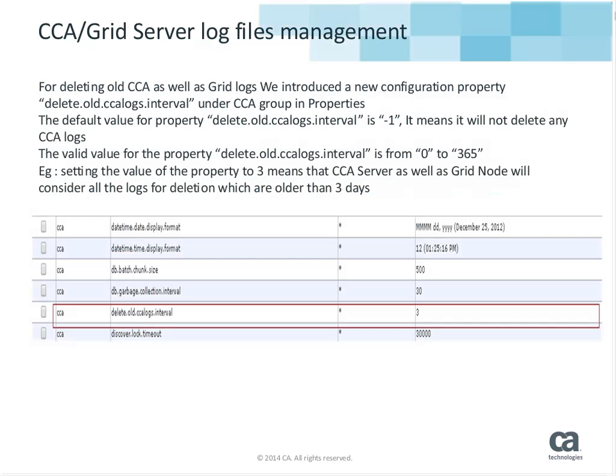So we go in here, and we go ahead and set the appropriate properties. We go into delete old CCA log interval, and based on what we have for this example, we set the value of the property to 3, meaning that the CCA server, as well as the grid node, will consider all logs for deletion which are older than 3 days. So anything older than 3 days that we've allocated, we're going to purge that.